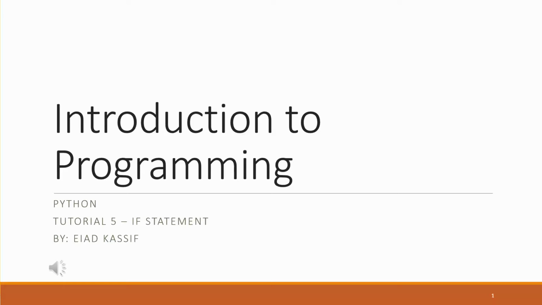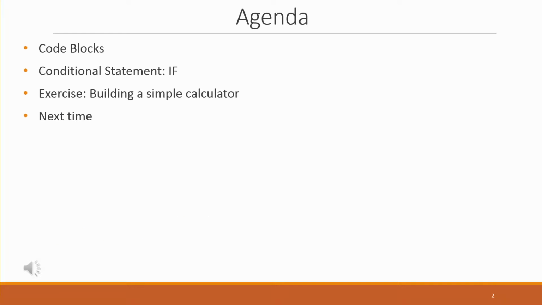Welcome to the fifth tutorial in the Introduction to Programming Using Python series. In this tutorial, we're going to talk about code blocks, explain the if conditional statement, and look at building our first exercise, which will be a simple calculator.